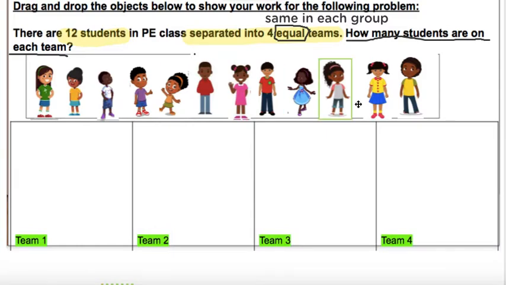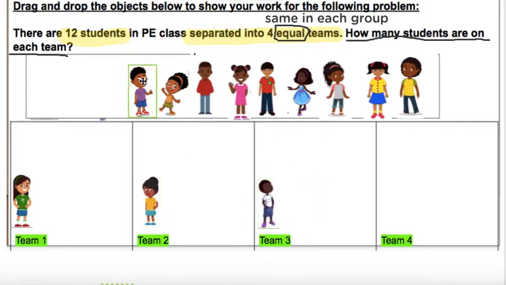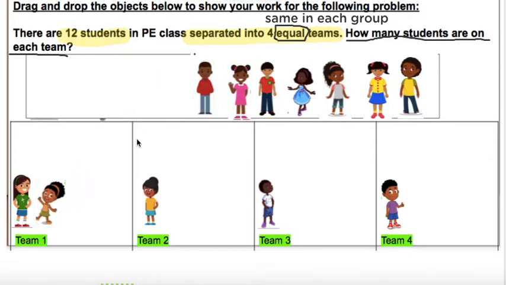So we know there's 12 students. Here are 12 students. And they're being separated or broken into 4 equal teams. So that means each group is going to have the same amount of people. Here are our teams. Well, if I put our first friend on team 1, our second friend on team 2, our third on team 3, and our fourth on team 4, we still have students left over. So let's continue to separate our students until there are none left.